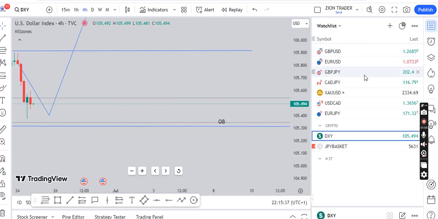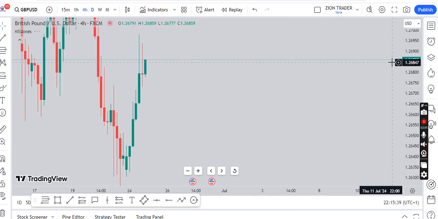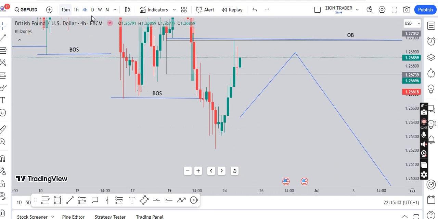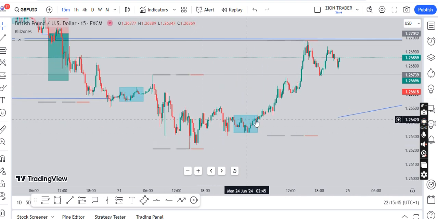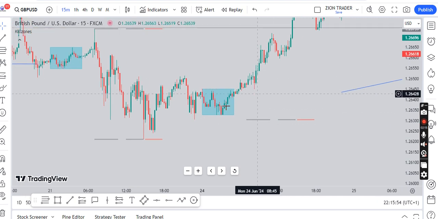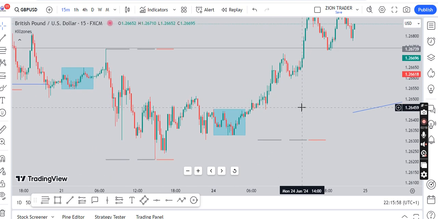So let's quickly go to the pair that we trade, which is GBPUSD. Let's see. Alright, so I didn't catch any trade. I told you guys I was going to look for a buy formation here, but I could not get that buy because I told you guys I was going to wait for a shallow sweep before I take any buy, but then I didn't get that, so I didn't take this trade, guys.